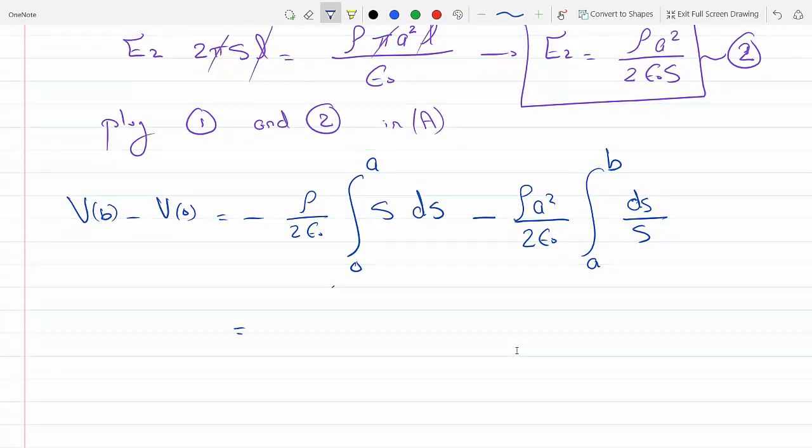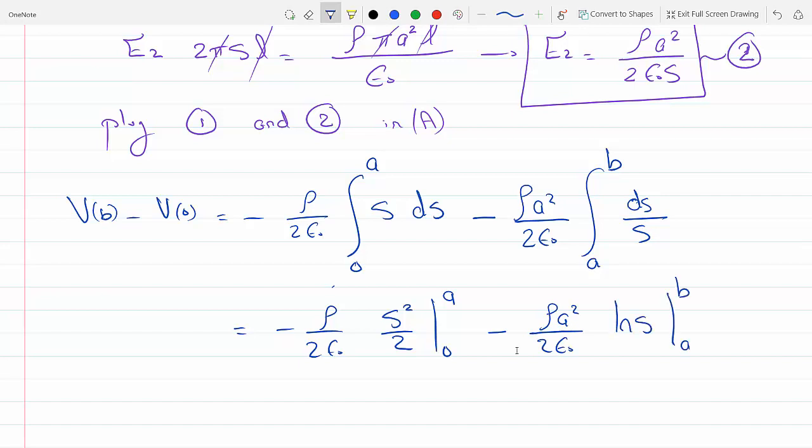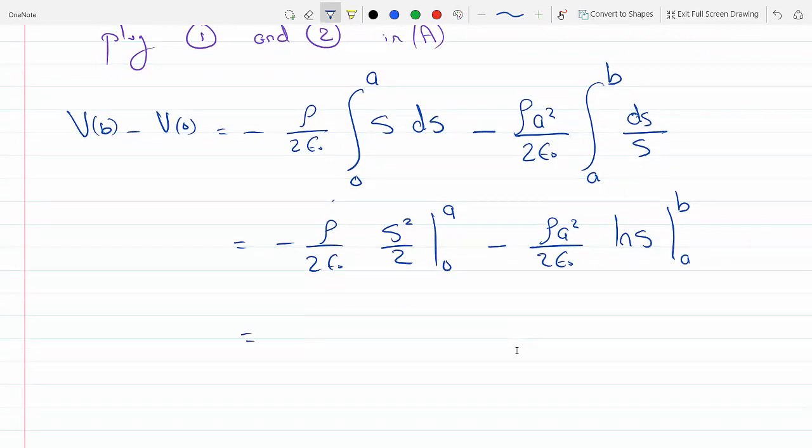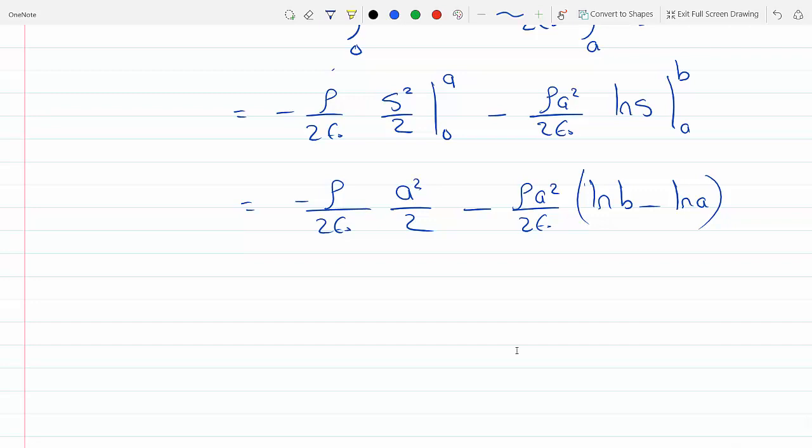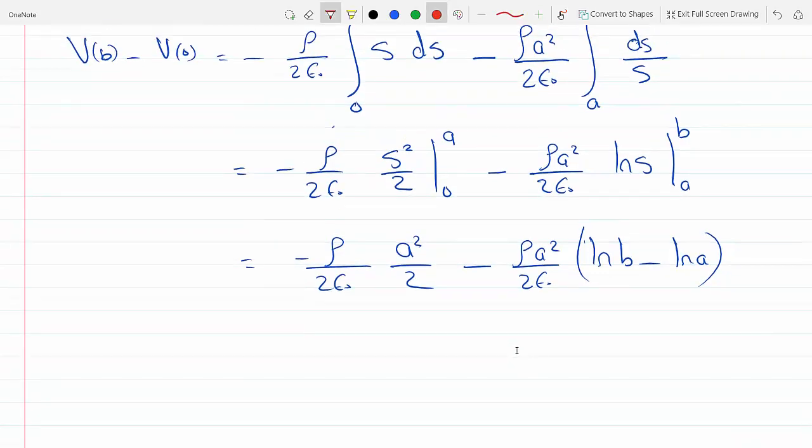And now if we carry this out, we get minus rho over 2 epsilon, S squared over 2 from 0 to A, minus rho A squared over 2 epsilon, ln S from A to B. And if we plug in the bounds, minus rho over 2 epsilon A squared over 2, minus rho A squared over 2 epsilon, ln B minus ln A. And if we simplify this a tiny bit, we get the final result to be VB minus VA.